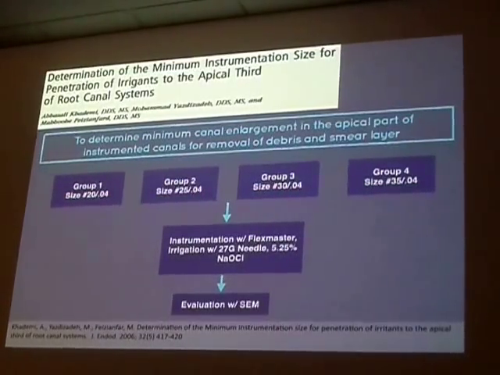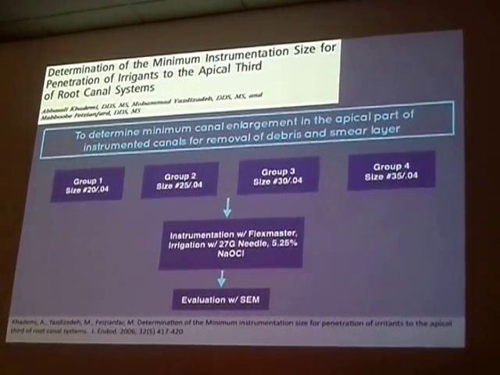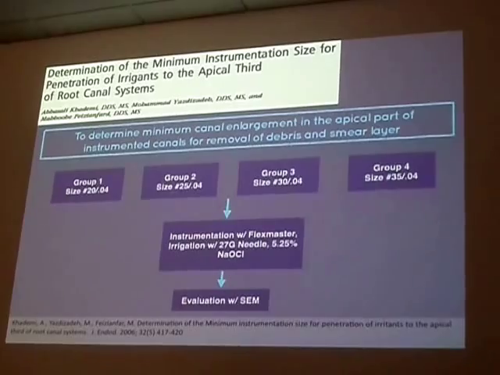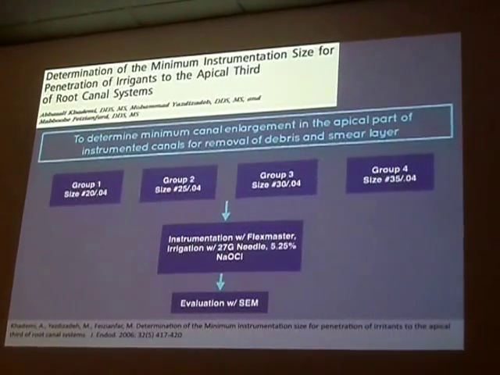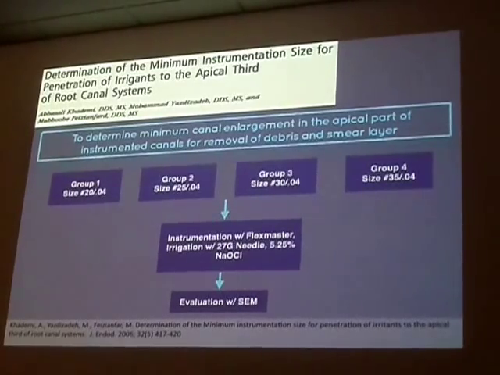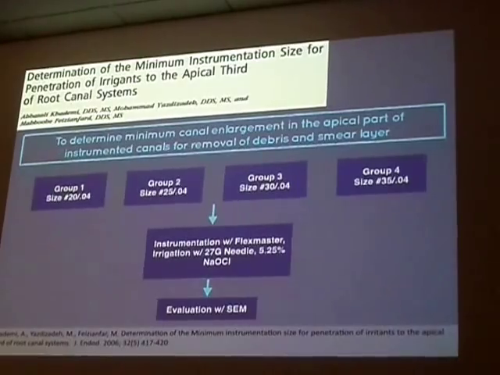So Cottony goes ahead and does a study based on, he wanted to see how the irrigant reaches the apex based on apical size, increasing apical sizes. So he instruments the teeth to a 20, 25, 30, and 35, and then he evaluates the teeth with SEM.